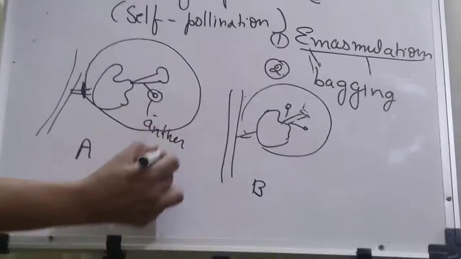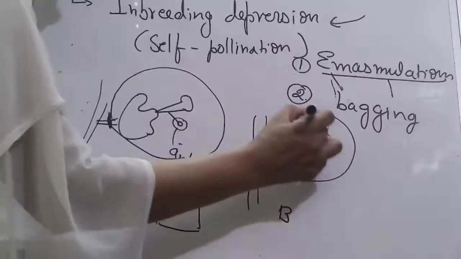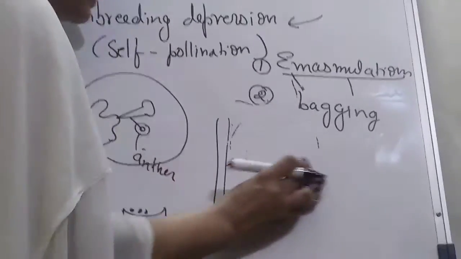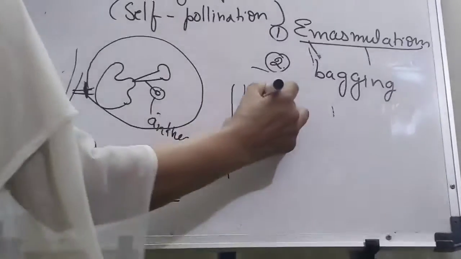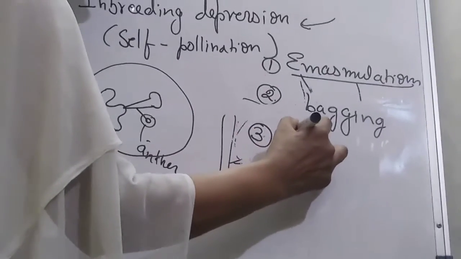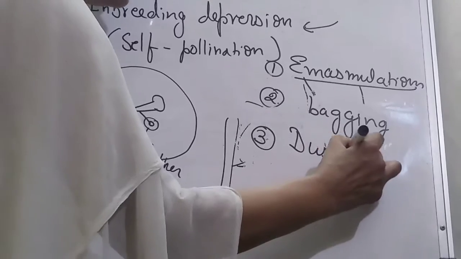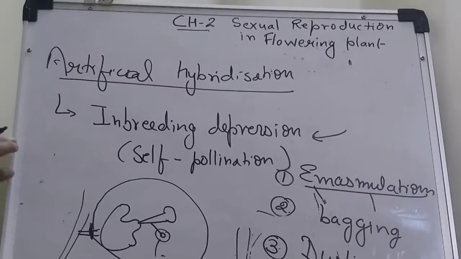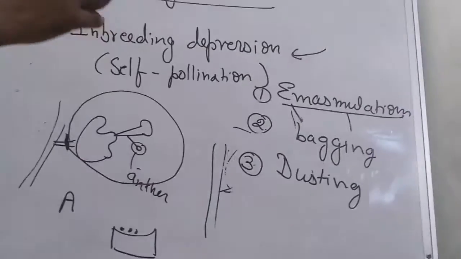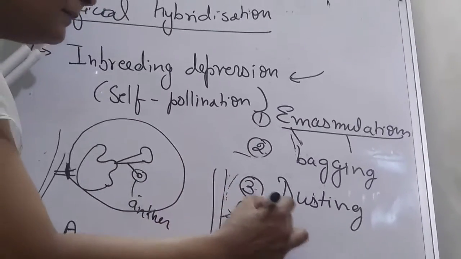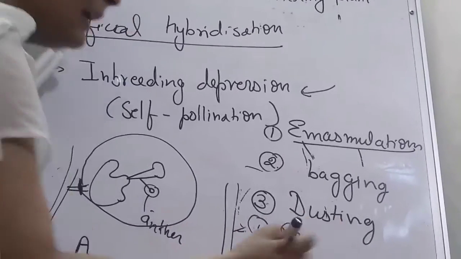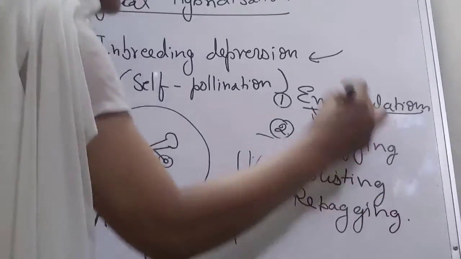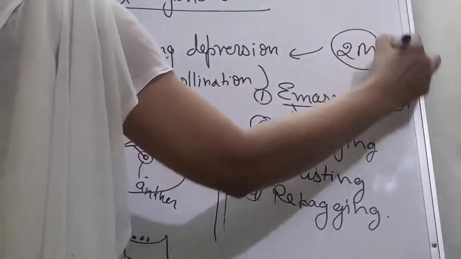Now we dust this anther, or the pollen, with a brush. So the third point in artificial hybridization is the dusting process. What are we dusting? The pollen over the stigma. Then we cover it again with the bag, so we are bagging again. That is called rebagging. This comes in your 2 marks question.